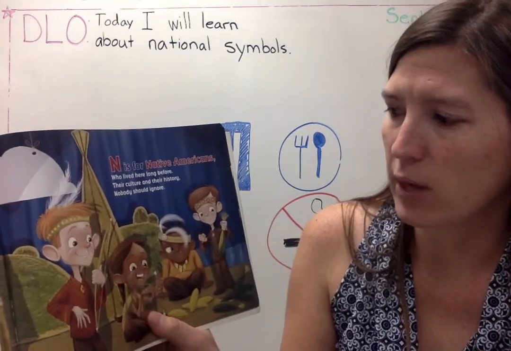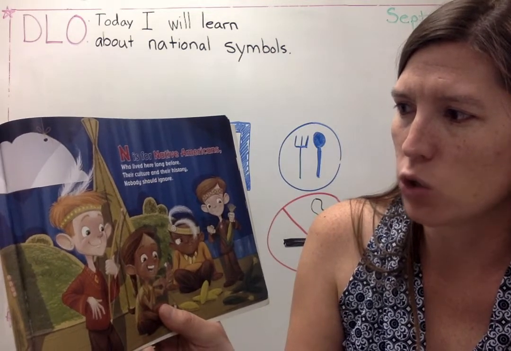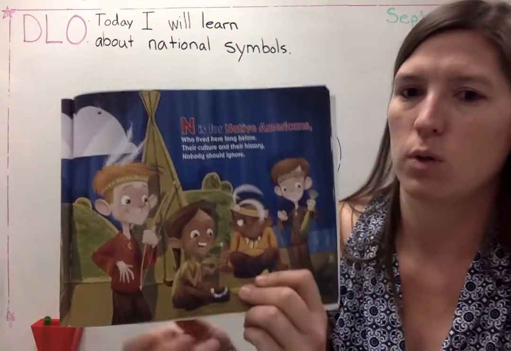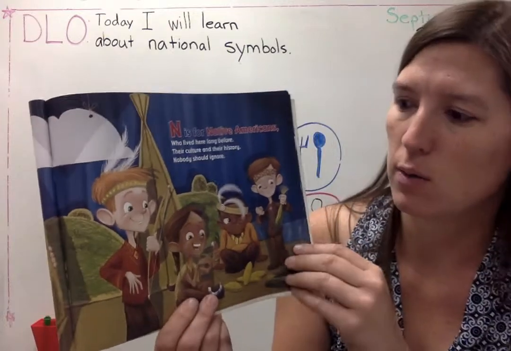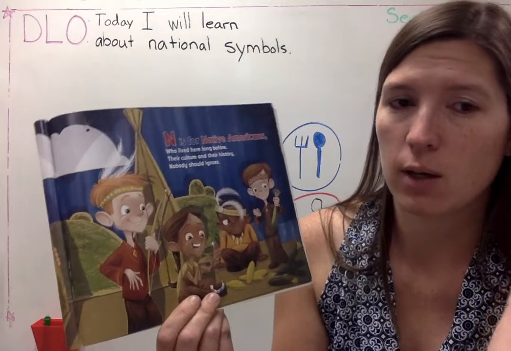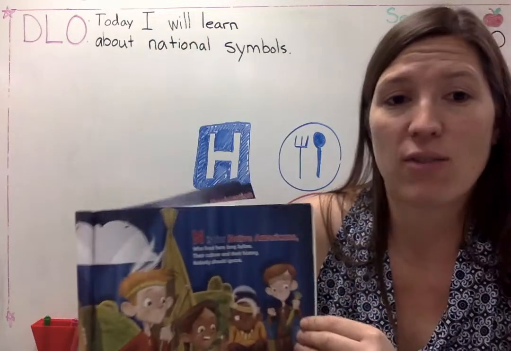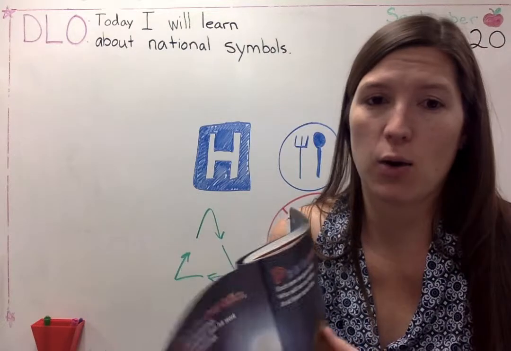N is for Native Americans who lived here long before. Their culture and their history nobody should ignore. So our Native American families, they were here before other people got here. So they have a lot of history here being in our country.